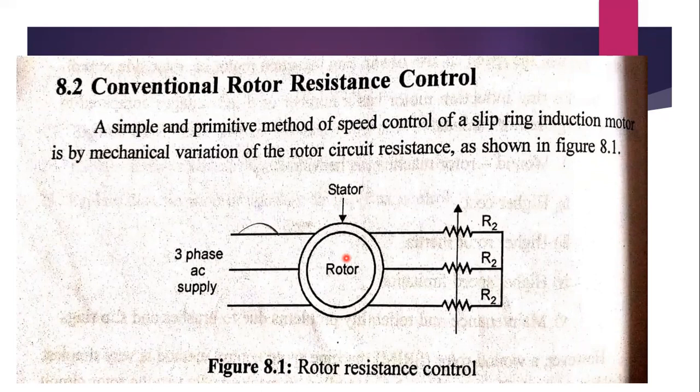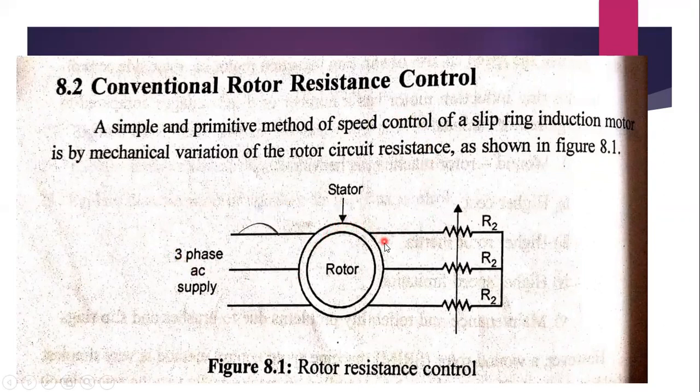In a slip ring induction motor, the rotor circuit can have external resistance connected by using slip rings. So this method is only applicable for slip ring or wound rotor induction motor, not for squirrel cage induction motor.